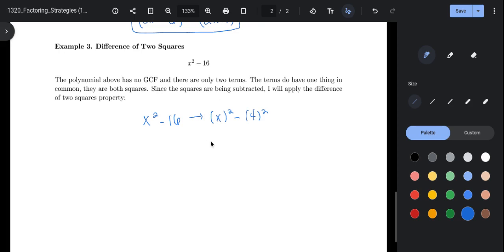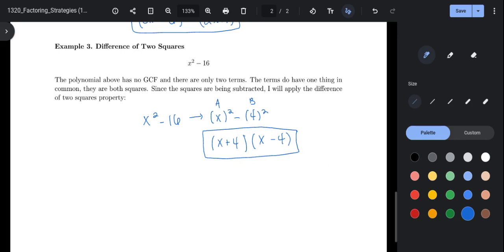And now I'm going to apply that formula. And so what the formula said is that we're going to take a plus b. So in this case, our a is x and our b is 4. So we're going to have a plus b. And then our other factor is a, which is x, minus b, which is 4. And so here are our two factors that make up x squared minus 16.